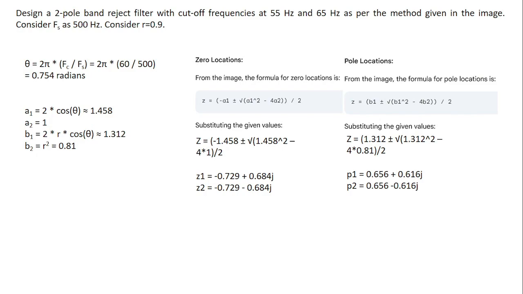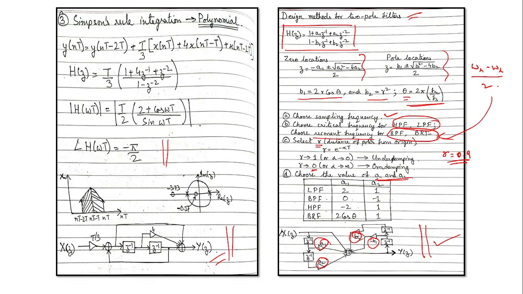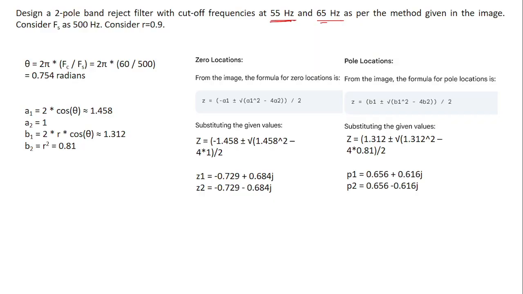So let us take an example over here. Design a two-pole band reject filter with cutoff frequencies at 55 Hz and 65 Hz as per the method described here, designing methods for two-pole filters. Okay, so consider Fs as 500 Hz and consider R equals 0.9. Okay, so theta is equal to 2 pi fc by fs, 2 pi multiplied by 60 by 500, so it is 0.754 radians.